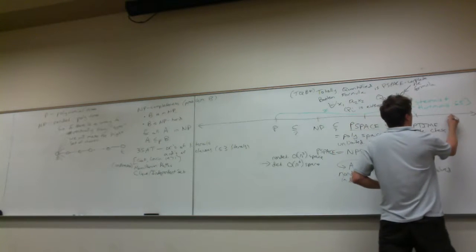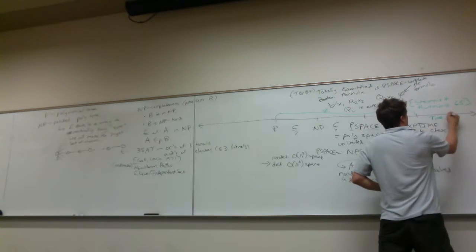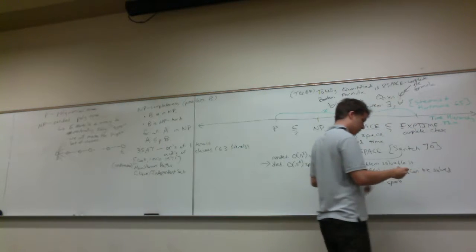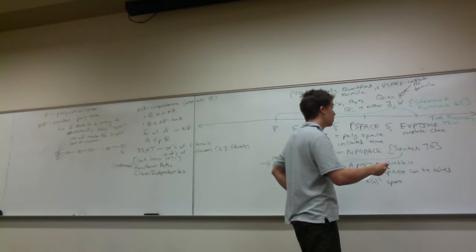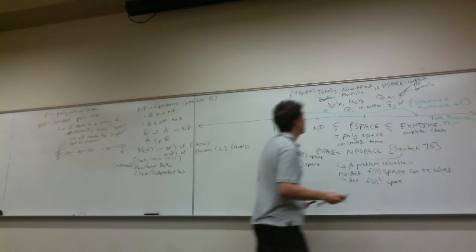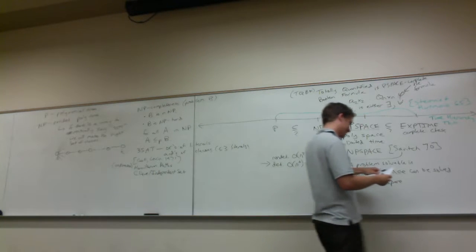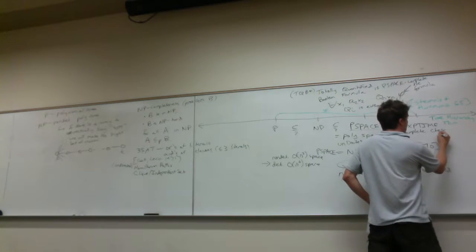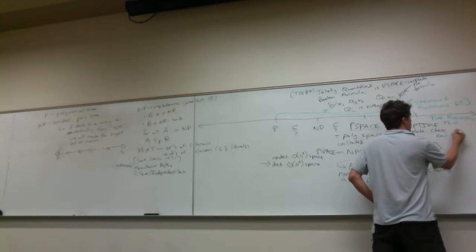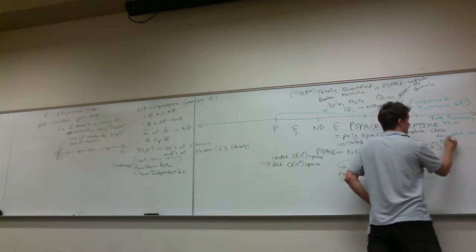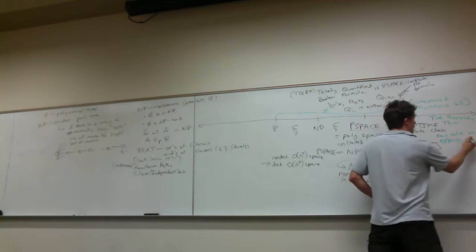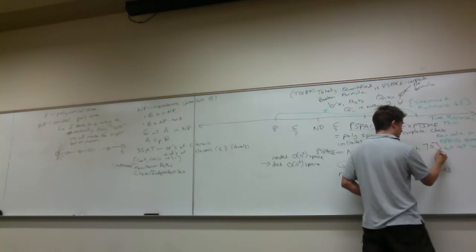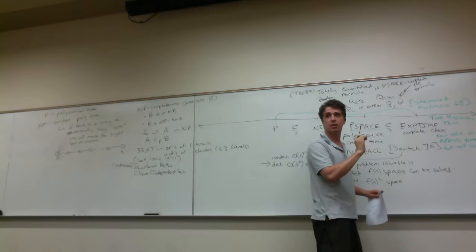So let's see. This is called the time hierarchy theorem. And essentially what that is, I need polynomial space. So essentially, you can solve a problem in O of f of n time, but not in little o. And so, does anyone know what little o is?